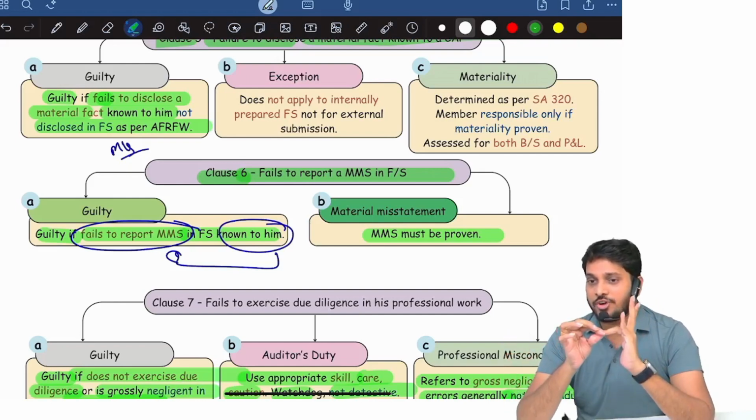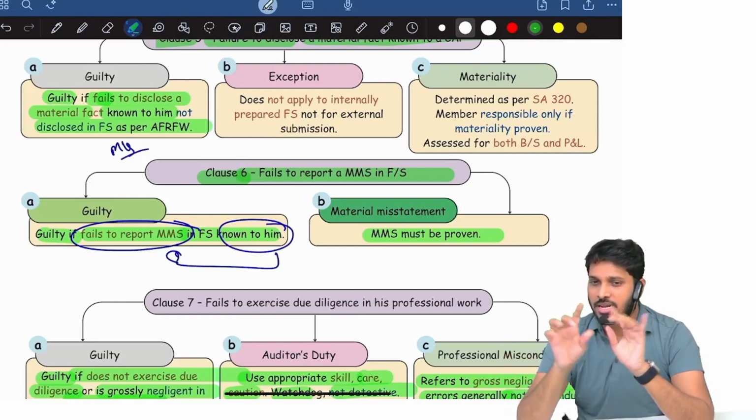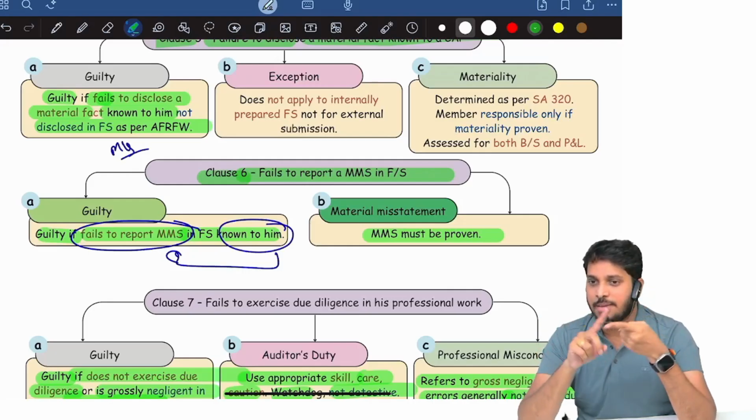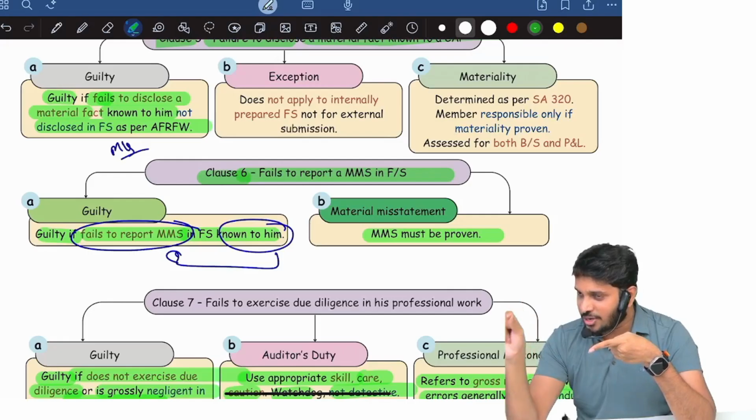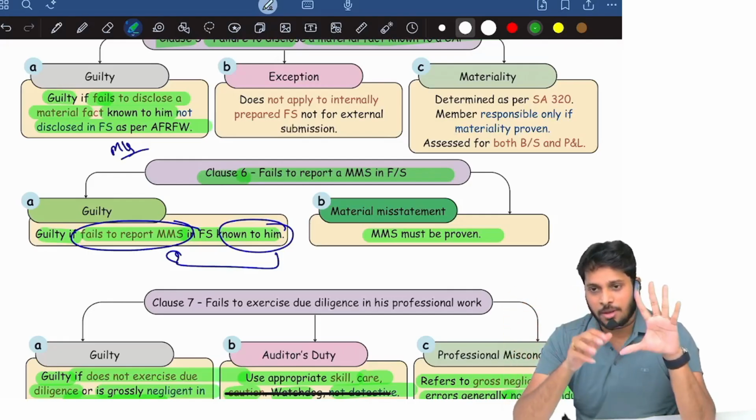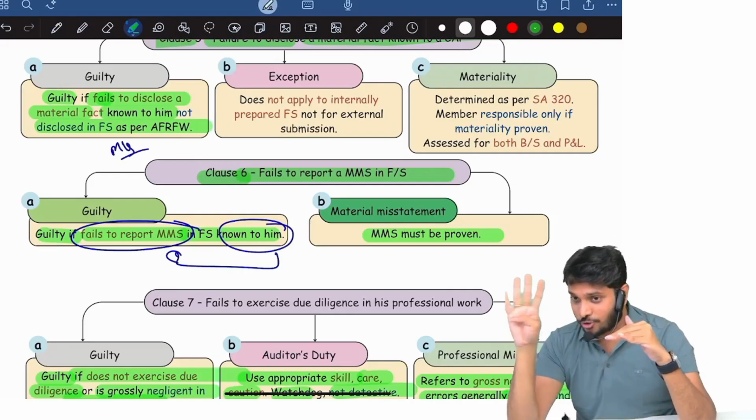Then part number 4, other misconduct for members in general. 2 clauses. Clause number 1, imprisonment not exceeding 6 months. Clause number 2, if at all is bringing disrepute to the profession, then also guilty. Then schedule number 2, part number 2, 4 clauses we have.